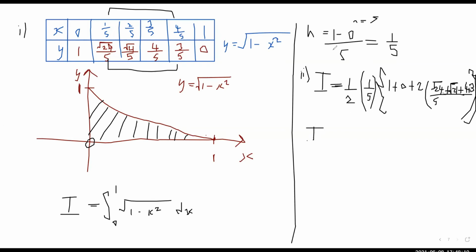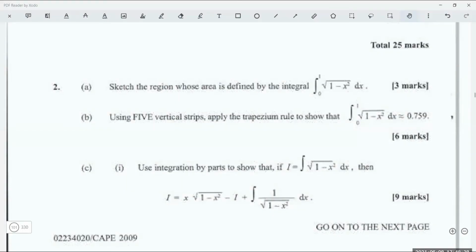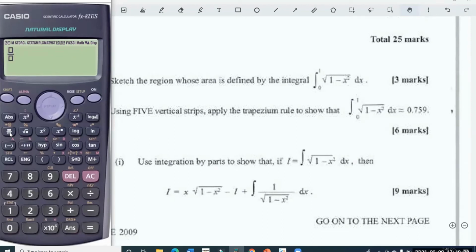Now we're going to put that in our calculator, and it's supposed to work out to be this right here. So now we're going to show them. Let's take out our calculator and get the same thing. So taking out our calculator, we're going to end up saying that it is a half of h, which is 1 over 5, and that is being multiplied by, open bracket, y naught of 1, plus yn, which is 0, plus 2 times everything in the middle, which was the root of 24 over 5 plus the root of 21 over 5 plus 3 over 5 plus 4 over 5. You just put all of that in the calculator.